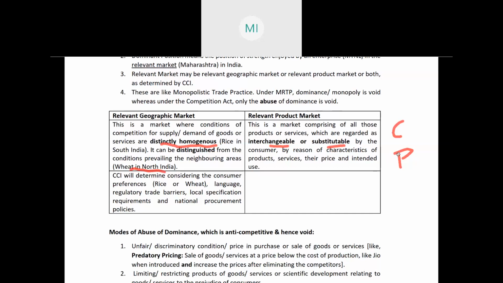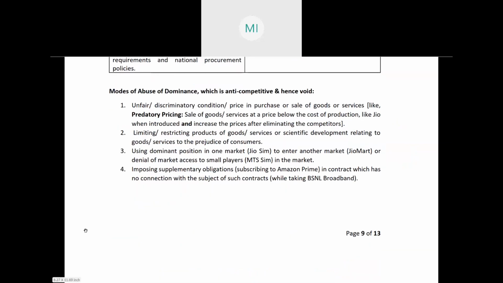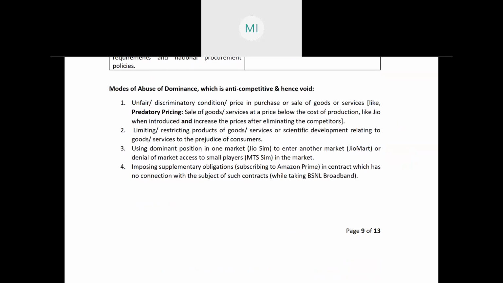Now we have seen various ways of horizontal agreements and vertical agreements. Now, what are the modes in which the abuse of dominance can happen? Same way, abuse of dominance, if it is anti-competitive in nature, will be void. So, if they ask you anything on this, you have to say unfair. Like say if they ask you whether predatory pricing is an abuse of dominance, it is anti-competitive in nature and hence void.